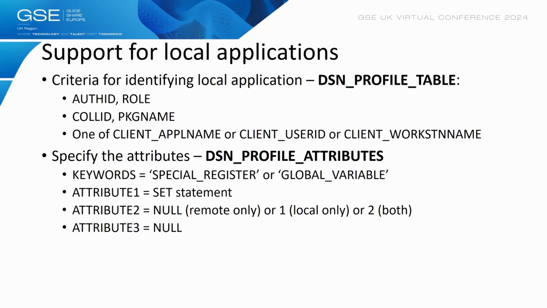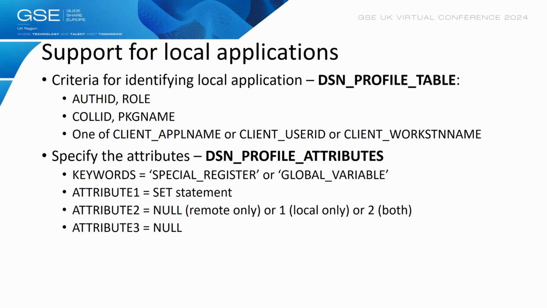So for profiles, there are two tables. There is this DSN profile table, which identifies the application. So for identifying local applications, you have some options. You can specify auth ID, role, collection, package name, and some others. So that's where you define your application. It might be tricky actually in some cases, because if you use all the same auth ID for all your applications, then maybe it will be difficult for you. Maybe on the package level you can decide. But if you can, that's how you can identify your application in the DSN profile table.